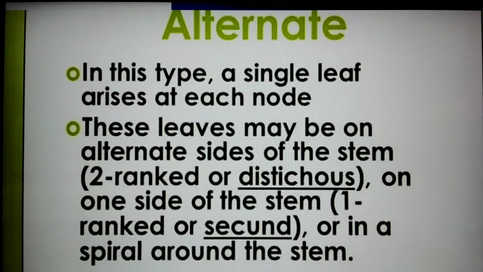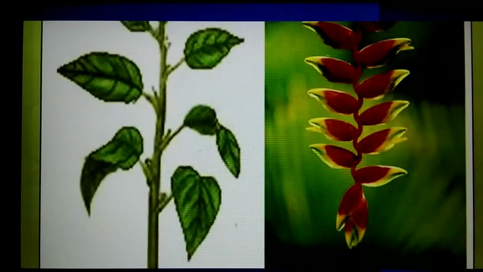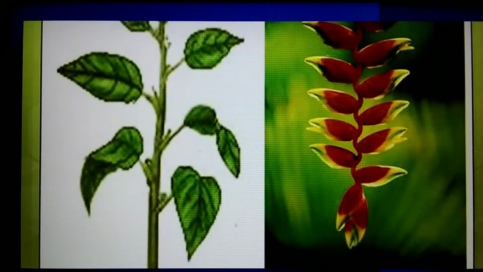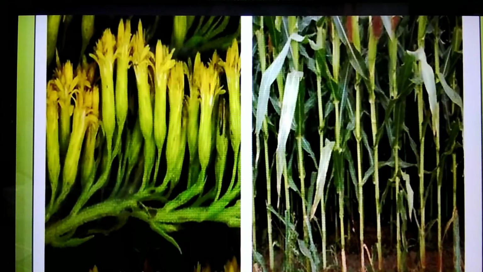Now, alternate phyllotaxy. In this type, a single leaf arises at each node. These leaves may be on alternate sides of the stem, or in a spiral around the stem. These are the examples. Now, these are also examples of spiral alternate phyllotaxy in sugarcane.